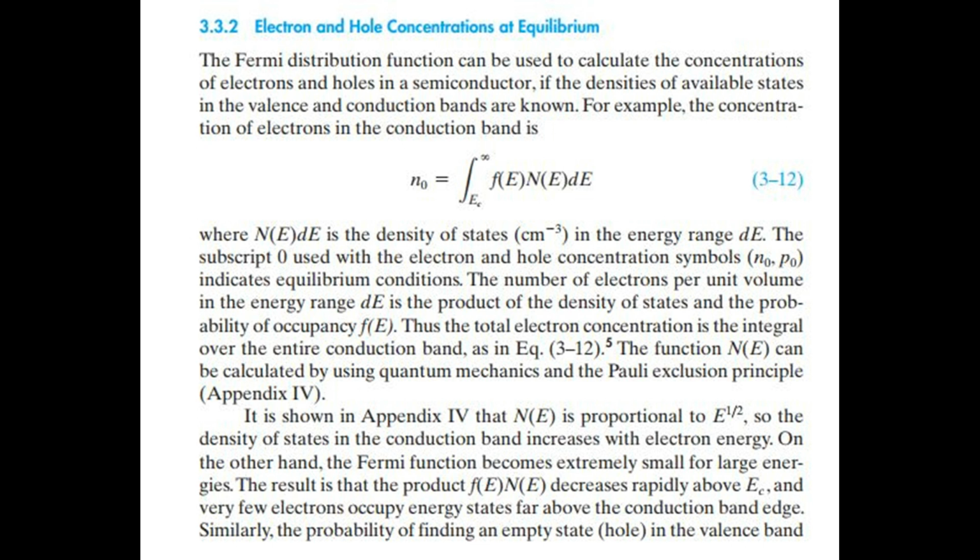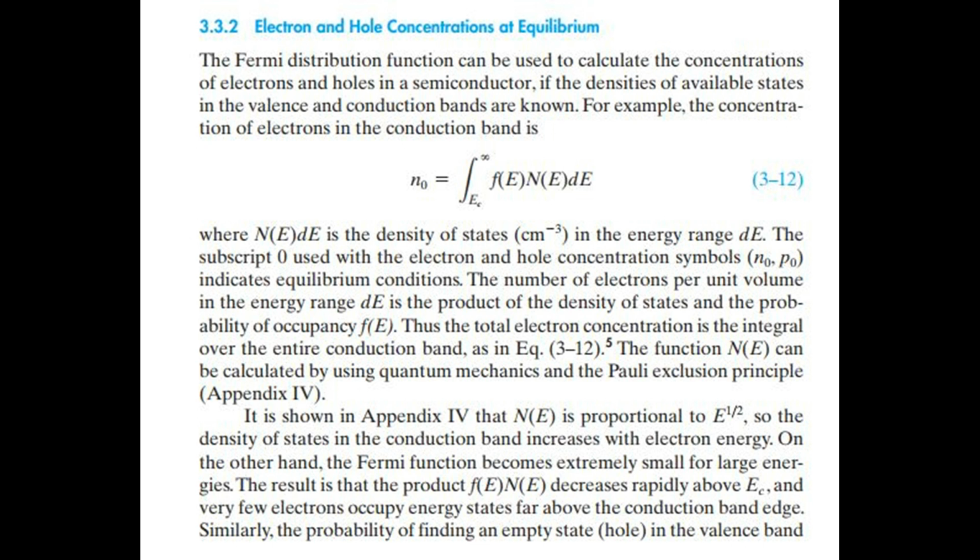The number of electrons per unit volume in the energy range dE is the product of the density of states and the probability of occupancy f(E). Thus the total electron concentration is the integral over the entire conduction band, as in Eq. 3-12. The function N(E) can be calculated by using quantum mechanics and the Pauli exclusion principle, Appendix 4. It is shown in Appendix 4 that N(E) is proportional to E^1/2, so the density of states in the conduction band increases with electron energy.